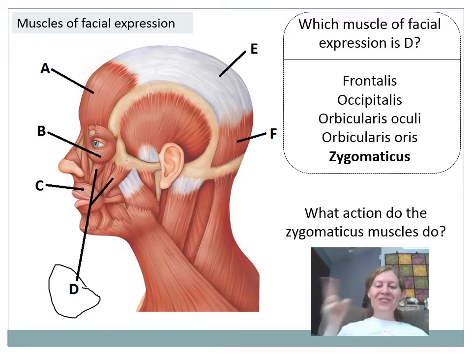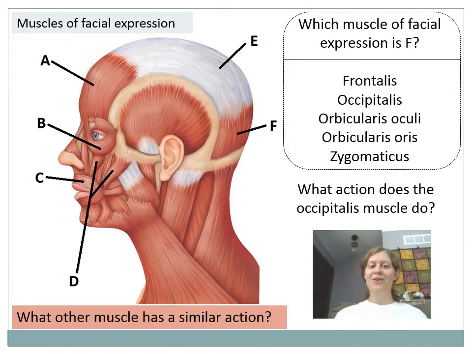All right, so hopefully you noticed when you put your fingers here and you smiled, they pulled. So your zygomaticus muscles are going to pull to help you smile. That's what they do. All right, we are temporarily skipping E, and we're going to be taking a look at F here. So here's F. What muscle of facial expression would F be?